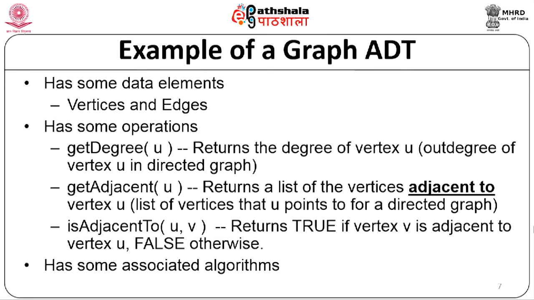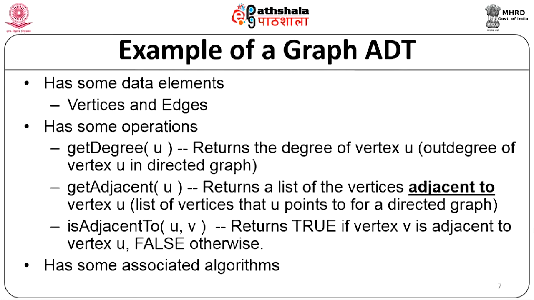So, an example of a graph ADT. There are some data elements, for example, vertices and edges. Every graph will have vertices and edges. Operations: get degree u returns the degree of vertex u. If you have a directed graph, then you have out degree.